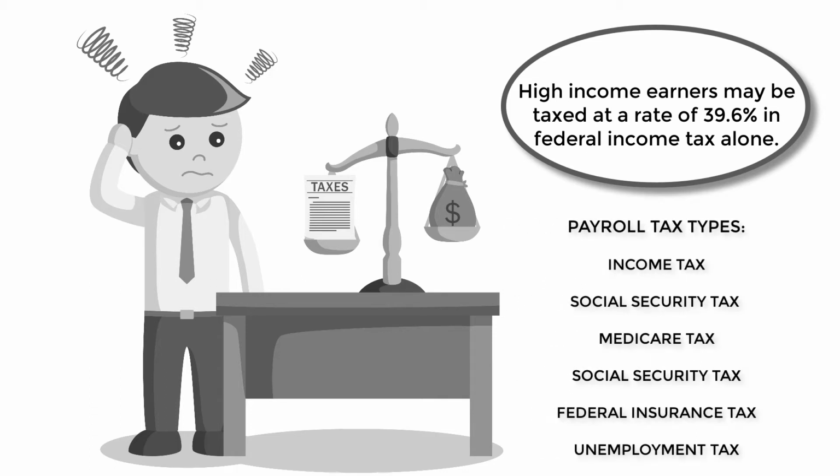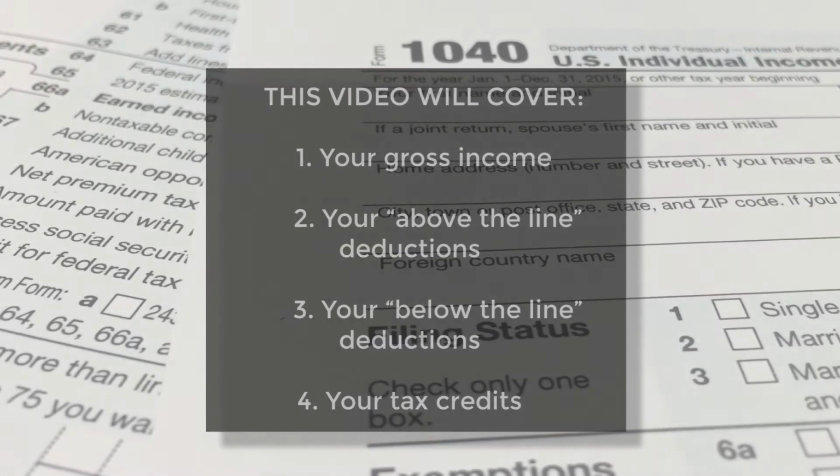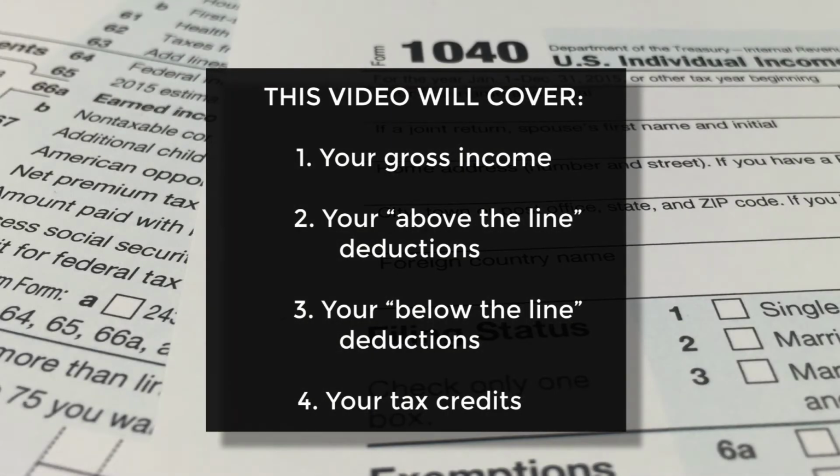For purposes of this article, we will discuss only federal income tax, and not the various other types of payroll taxes, including Social Security and Medicare. There are four basic types of information that are relevant to federal income taxation, and the bulk of your annual Form 1040, which is your federal income tax return. Those are your gross income, your above-the-line deductions, your below-the-line deductions, and your tax credits. Later, we'll discuss each of these in greater detail, though an overview of their role in determining your federal income tax bill is important at the outset.